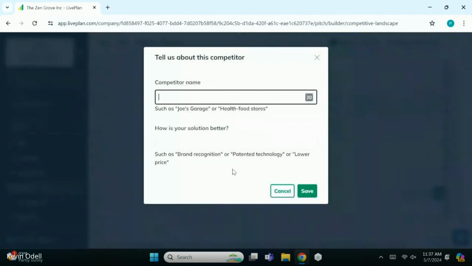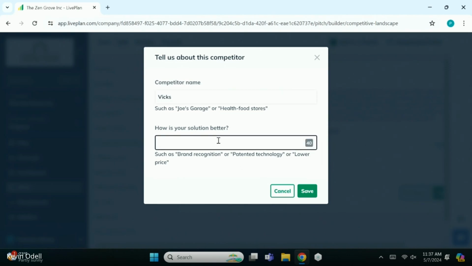I'm going to add another one now. So this is where we do it, another name. So we said Vicks before, and definitely a better smell than Vicks, and it's non-medicinal. Vicks is medicinal, right? Everybody thinks you're sick when you're going to use it.